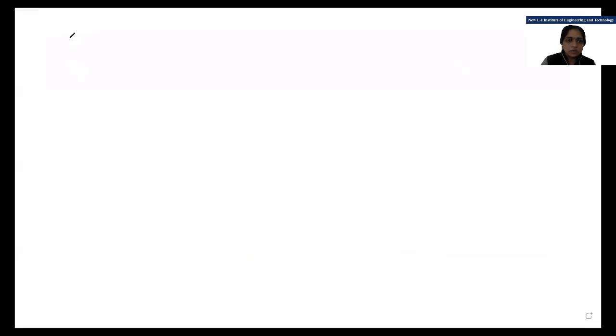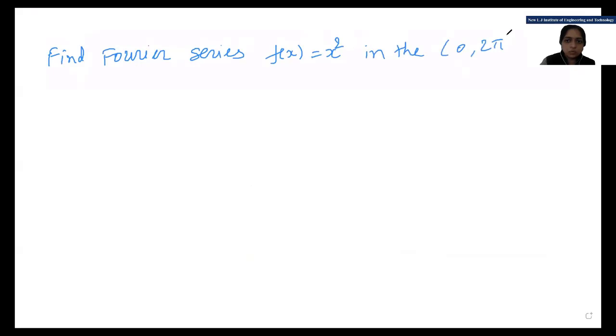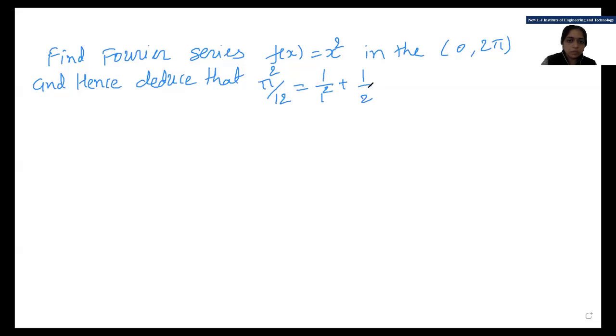Suppose your question is: find the Fourier series of f of x is equal to x square in the interval 0 to 2 pi, and hence deduce that pi square by 12 is equal to 1 upon 1 square minus 1 upon 2 square plus 1 upon 3 square minus 1 upon 4 square plus up to so on. Okay. So this is your question.